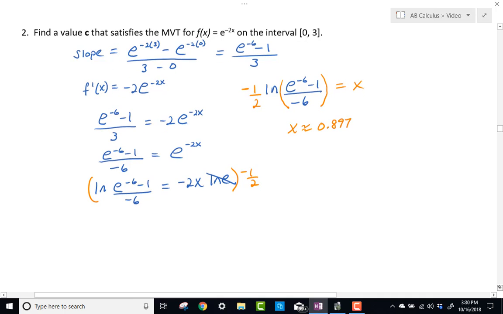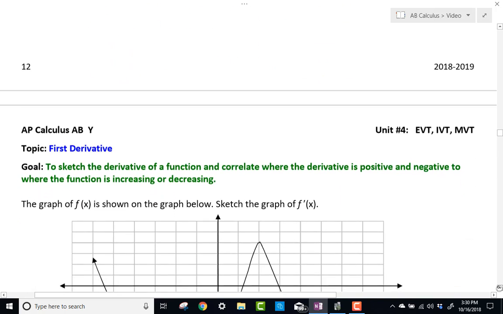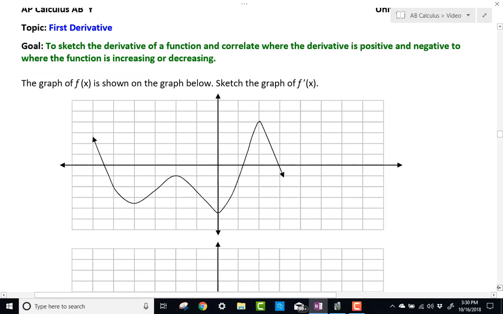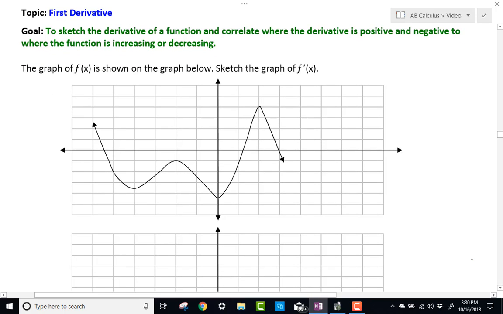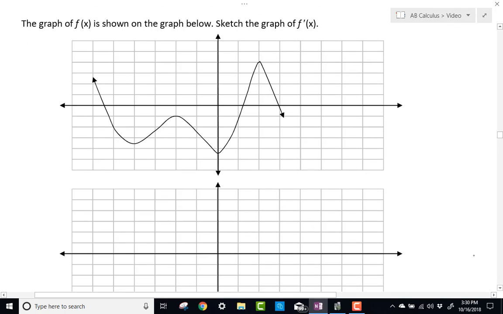All right. So looking at lesson 4, I believe it is today. Yeah, lesson 4. We're going to talk about first and second derivatives. Our goal is to sketch the derivative of a function and correlate where the derivative is positive and negative to where the function is increasing and decreasing. We've done a bunch of this, but we're going to be doing a bunch more here. So it says the graph of f of x is shown. Sketch the graph of f prime of x.